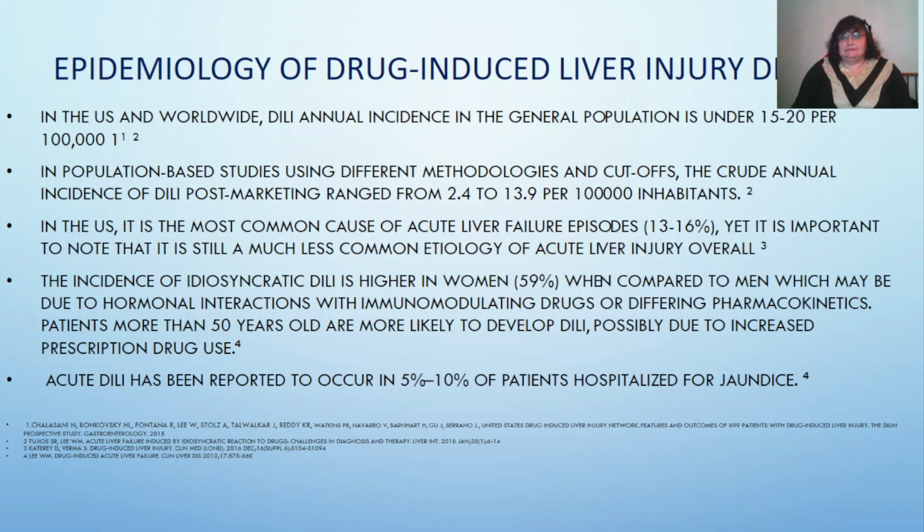The incidence of idiosyncratic DILI is higher in women, 59% when compared to men, which may be due to hormonal interaction with immunomodulated drugs or different pharmacokinetics. Patients more than 50 years old are more likely to develop DILI, possibly due to increased prescription drug use. Acute DILI has been reported to occur in 5–10% of patients hospitalized for jaundice. You see a reference from the source on the epidemiology of drug-induced liver injury.